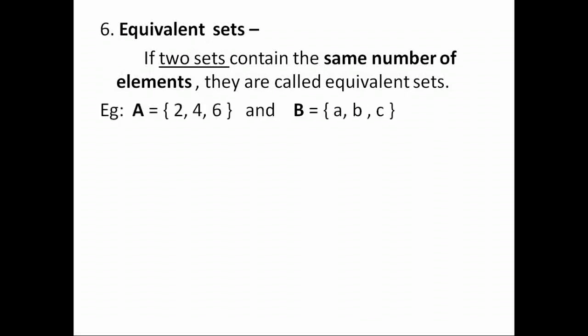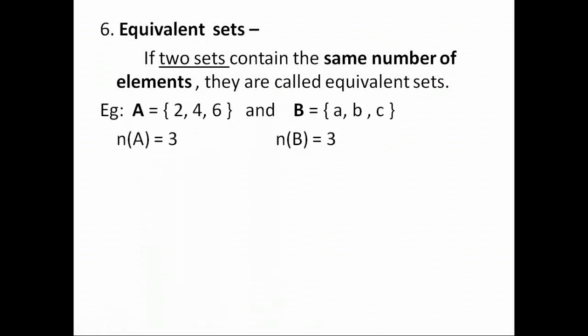Let's take an example. Set A has the elements 2, 4, 6. Set B has the elements a, b, c. Now if we count the number of elements in set A, there are 3 elements, and if we count the number of elements in B, there are 3 elements. So here, the cardinal number of A and the cardinal number of B, both are 3, isn't it?